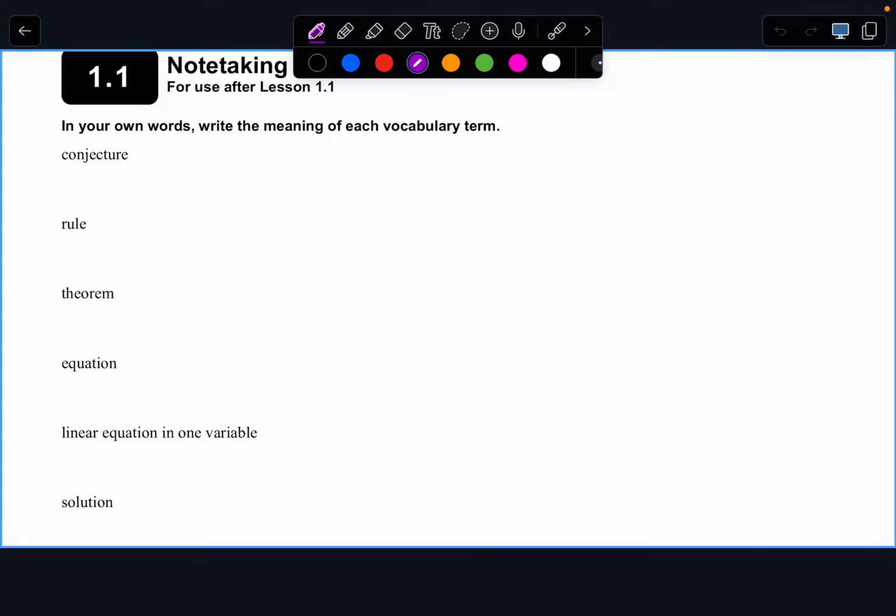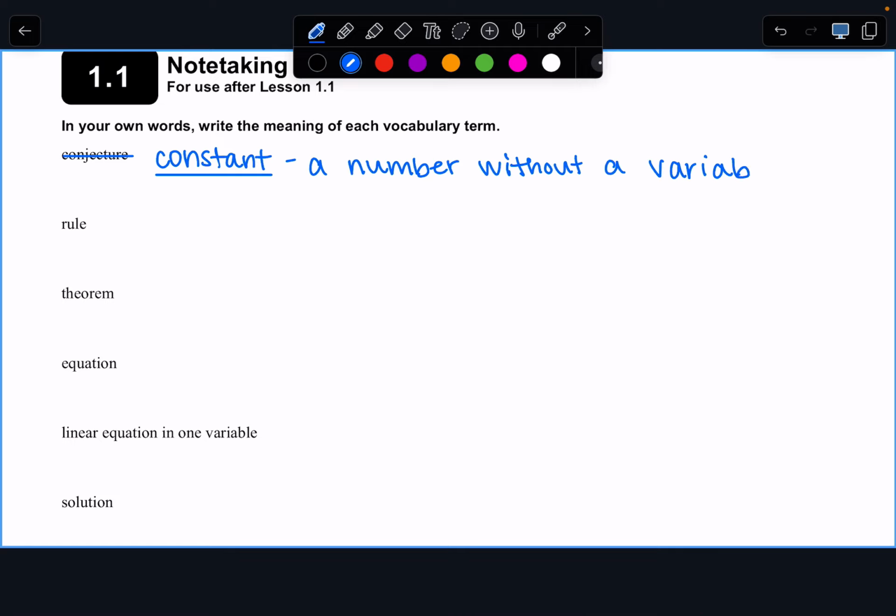We're going to write down some vocabulary words on page 4. Okay? First thing I want you to do, cross out this first one, and we are going to define the word constant. A constant is a number without a variable. Okay? There's no letter attached to it.